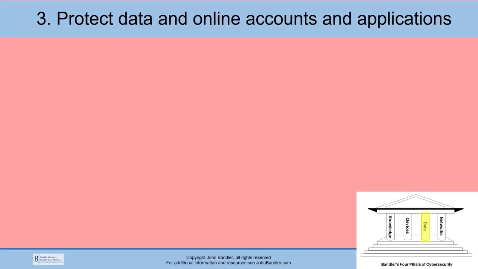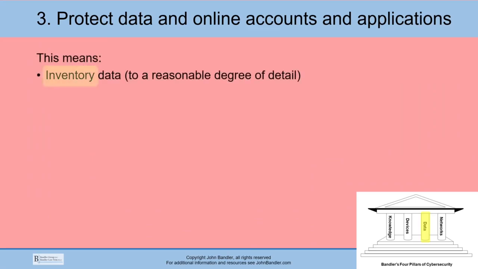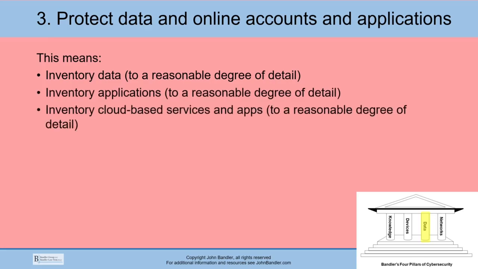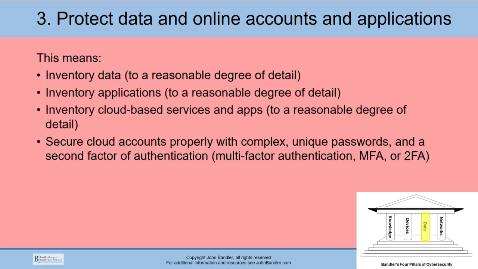The third pillar is data. Protect data in online accounts and applications. And that starts with an inventory of our data in online accounts, again, to a reasonable degree of detail. But there are so many online accounts that store data and allow us to access and control our services, and we need to know what we have and we need to secure them. Inventory our applications, our cloud-based services, and we need to secure our cloud accounts properly.